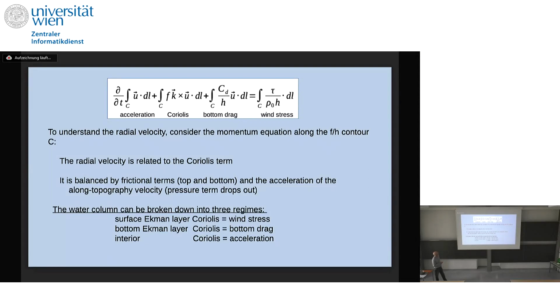So we have 3 different regimes. Near the surface, the balance is between wind stress and Coriolis. That's the surface Ekman layer. Near the bottom, the balance is between bottom drag and Coriolis. That's the bottom Ekman layer. Through the whole interior of the water column, the Ekman layers are tens of meters thick, typically. Water column's 1,000 meters. So the whole interior of the water column, that's small, and the balance is between acceleration and the Coriolis term.